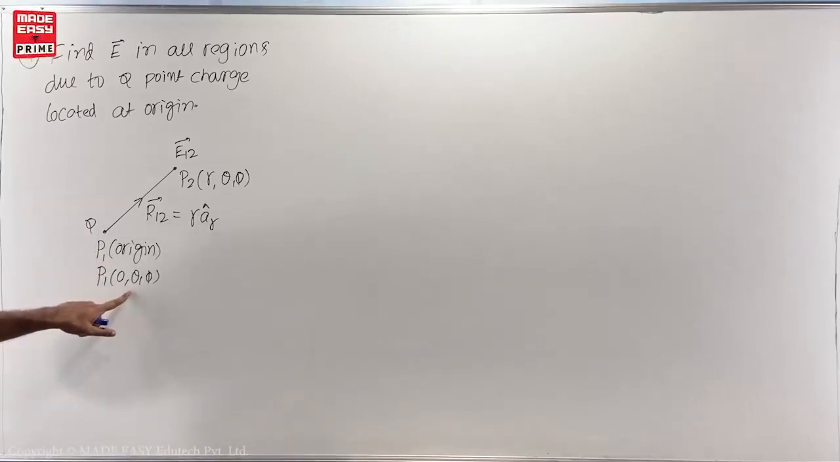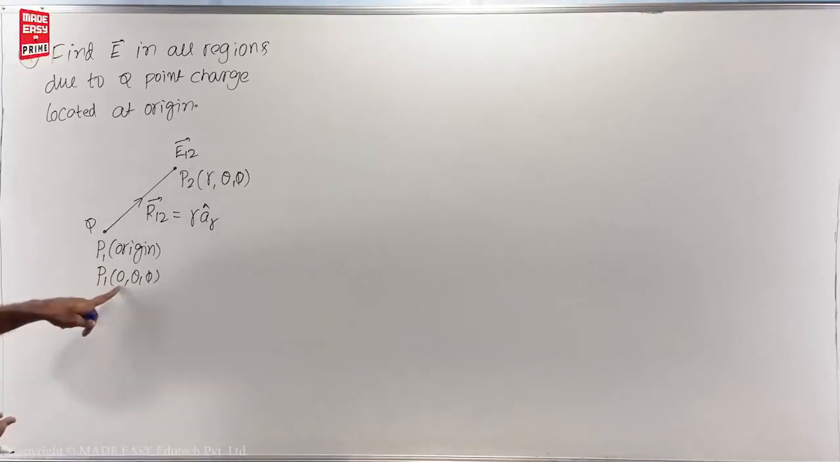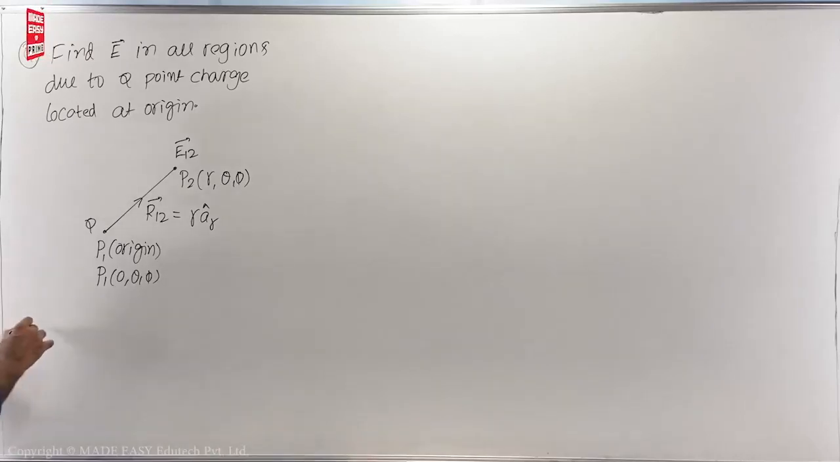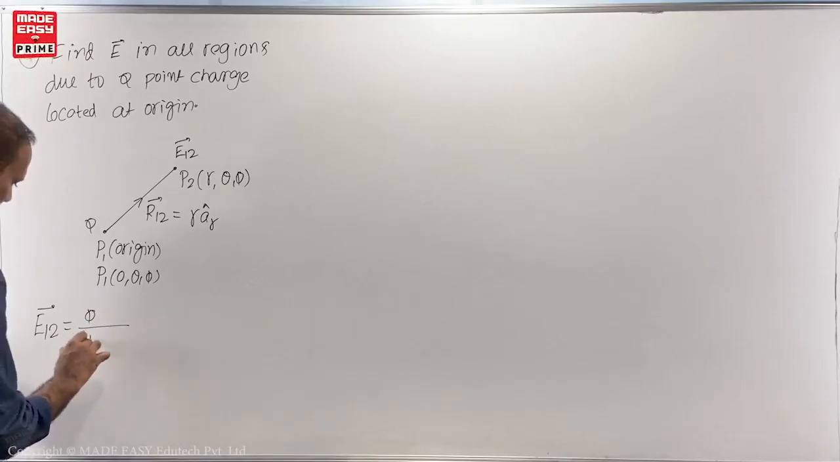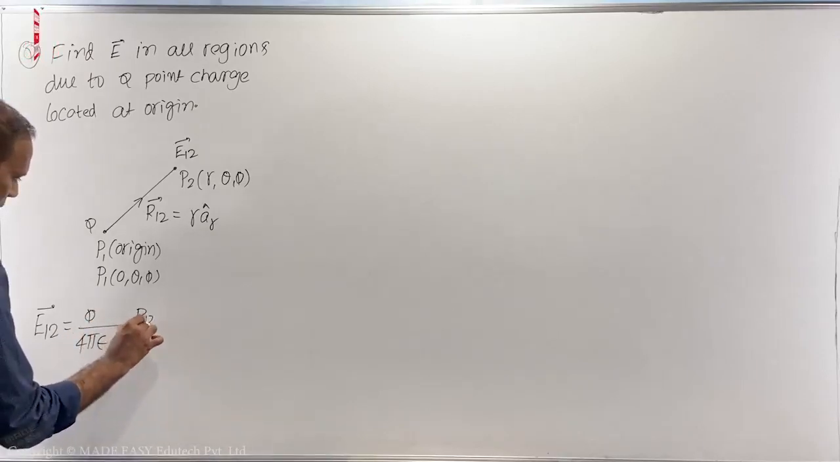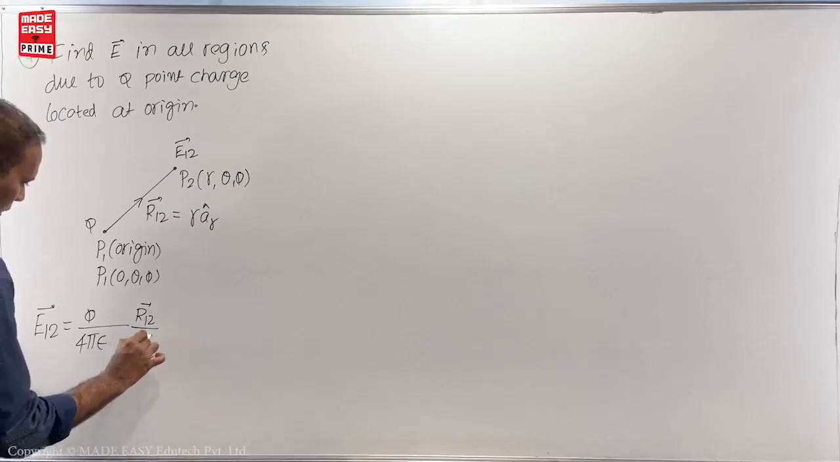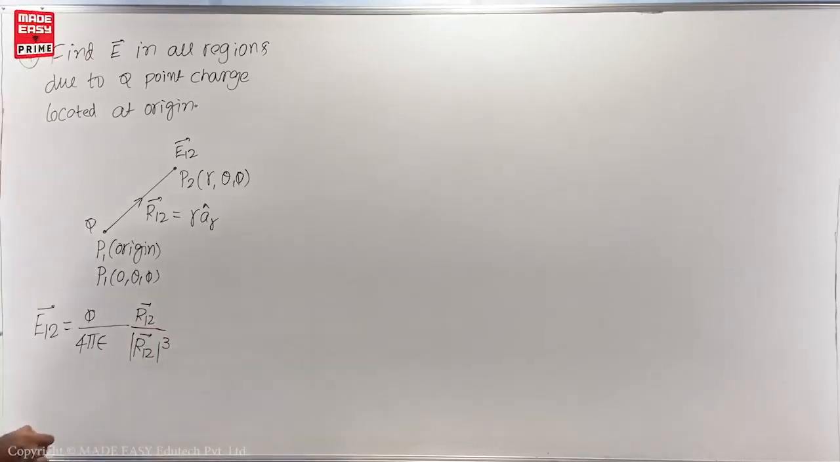If you convert this to rectangular system, then that origin becomes 0, 0, 0, because in rectangular system x is equal to r sin theta cos phi, r is 0, so x is 0. Y is equal to r sin theta sin phi, where r is 0 here, so y is 0. Z is equal to r cos theta, r is 0, so z also 0. Now, due to point charge, electric field intensity, the general formula is Q divided by 4 pi epsilon, R12 bar divided by modulus of R12 whole cube.